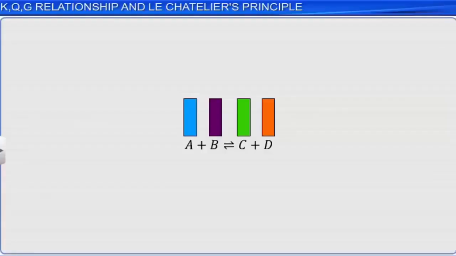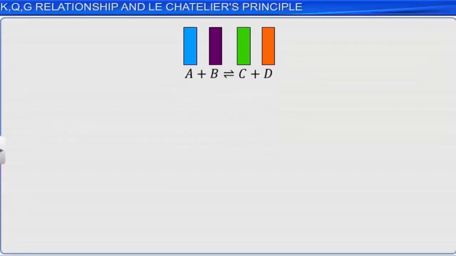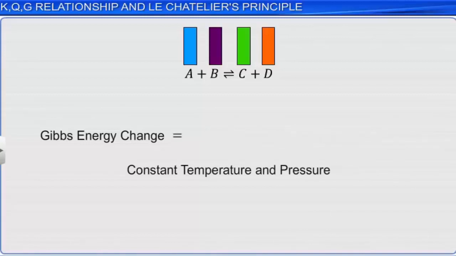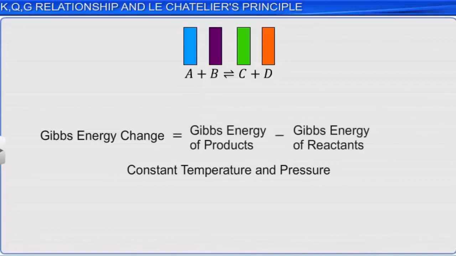According to thermodynamics, the knowledge of the sign and magnitude of the free energy change of a chemical reaction allows us to predict its spontaneity at constant temperature and pressure. The change in the Gibbs energy of a chemical reaction can be defined as the difference in the Gibbs energy of the products and that of the reactants. This can be represented as delta G is equal to G of products minus G of reactants.